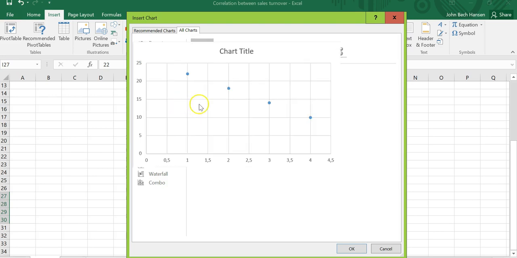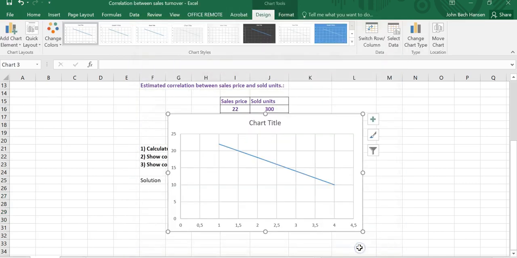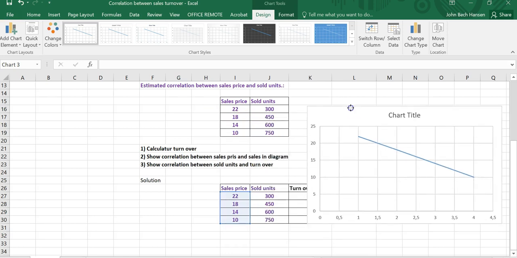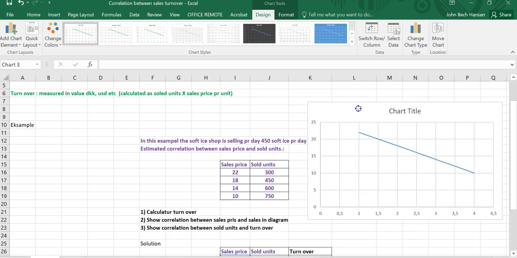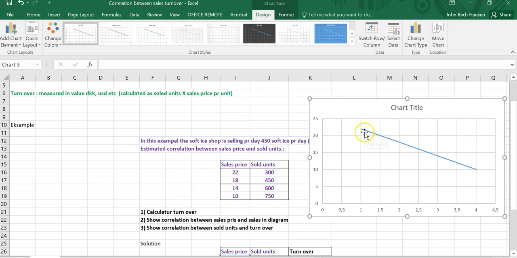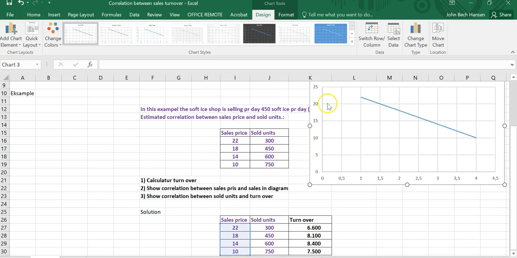And in this case, I know it's a straight line, so I can go up here and say I would like to show it in a straight line. And here we have it: the Y value is going upwards, it's the vertical, and the X value is the horizontal. The diagram is showing the correlation between the sales price and the sold units. However, I haven't told Excel yet where to find the sold units. I've only told it the sales price.